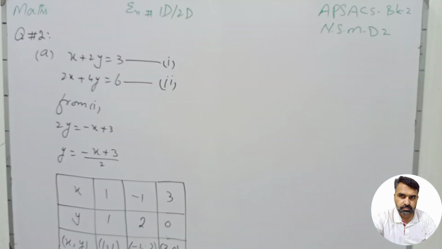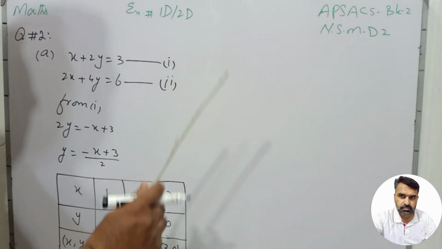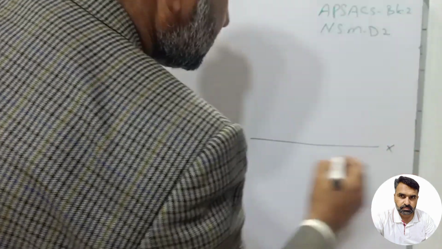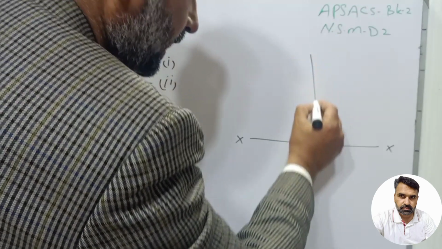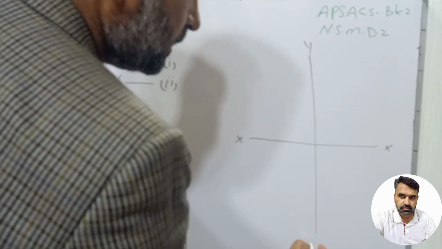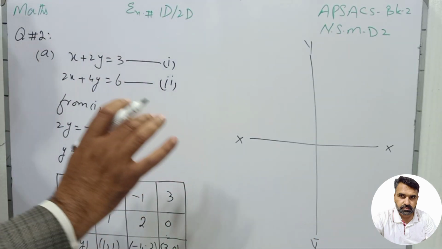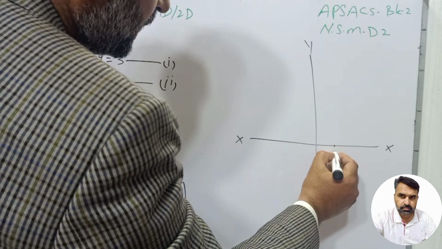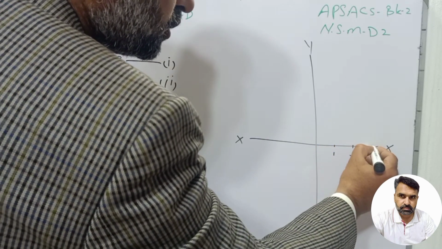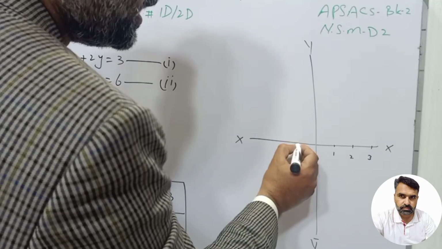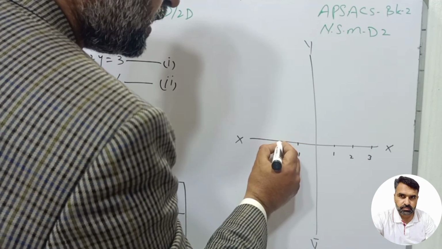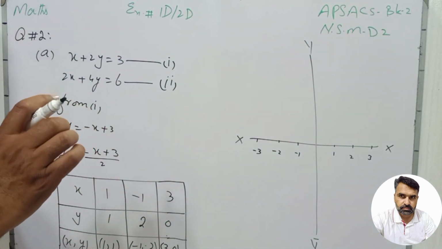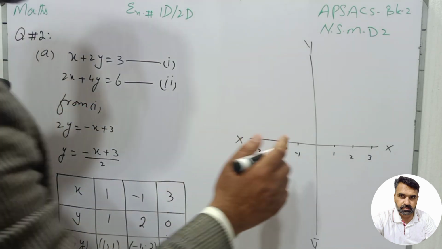and the same unit will be taken on the y-axis. So students, this line is the x-axis and this line is the y-axis. Now students, if you have a graph copy having small boxes, then each box will be given the name 1, 2, 3, 4 and so on, and on the left side it will become minus 1, minus 2 and minus 3.